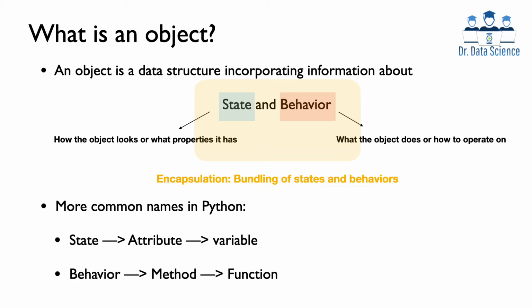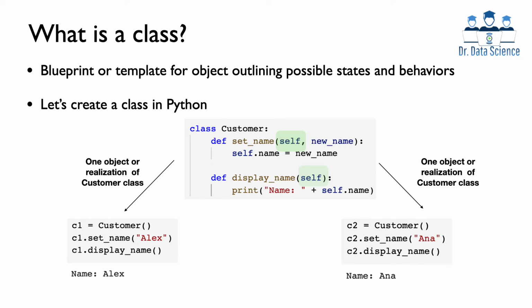So far we defined what an object is. But what is a class? A class is a blueprint or template for creating objects that have different states and behaviors. Let's look at this in a very simple, intuitive example. Let's say that I want to define a class called customer, and each customer has a name attribute. So each customer is identified by a name.